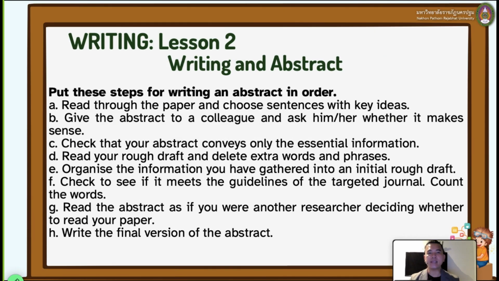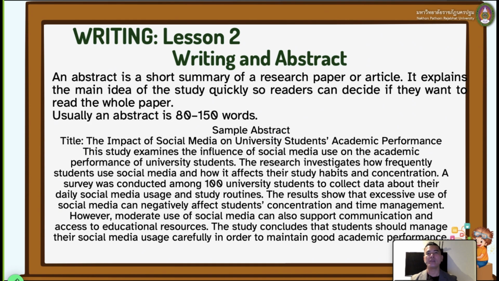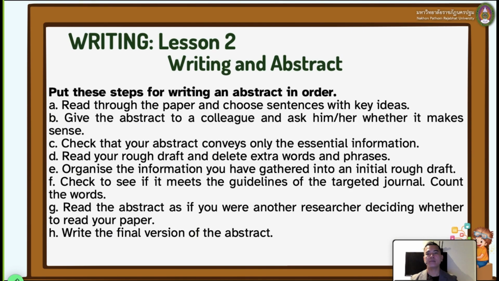Put the steps for writing an abstract in order. Okay, so these are the steps for writing an abstract. Read through the paper and choose sentences with key ideas. Give the abstract to a colleague and ask him or her whether it makes sense. Check that your abstract conveys only the essential information that I mentioned. You should have at least the five: the aim, the approach, the result, the conclusion, and the background.